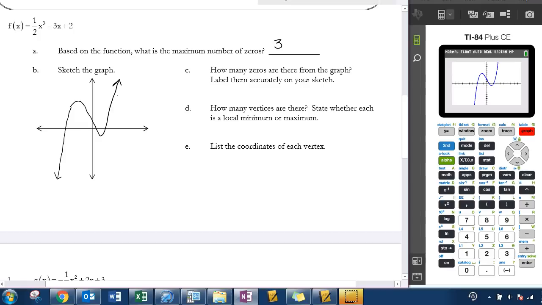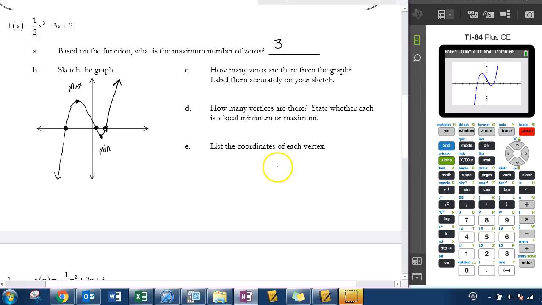The graph then tells me how many zeros there actually are. And I can tell from the graph, you can see it crosses the x-axis. Those are my zeros. It crosses 3 times. 1, 2, 3. How many vertices are there? Vertices are your maximums and minimums. There are 2. There's one here that is a maximum, and then there is one down here that is a minimum. And list the coordinates of each vertex.